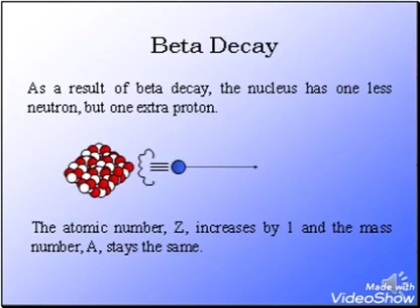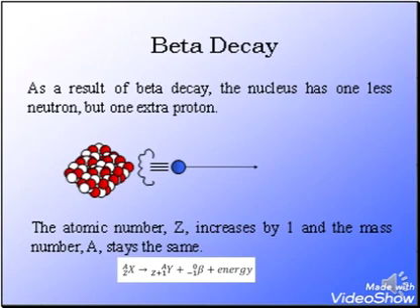Let us now proceed to beta decay. As a result of beta decay, the nucleus has one less neutron but one extra proton. The atomic number, which is represented by letter Z, increases by 1, and the mass number, which is represented by A, stays the same. So that statement is represented by this equation.